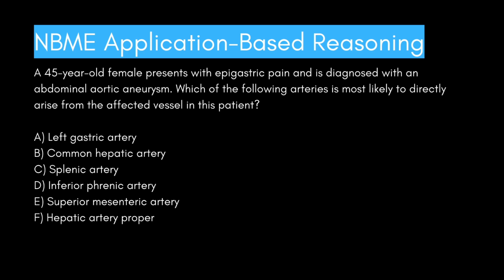A 45-year-old female presents with epigastric pain and is diagnosed with an abdominal aortic aneurysm. Which of the following arteries is most likely to directly arise from the affected vessel in this patient?